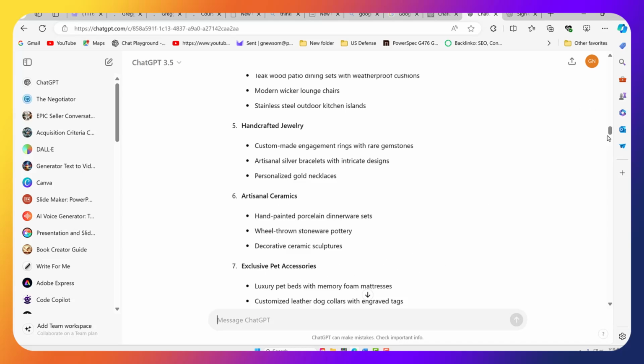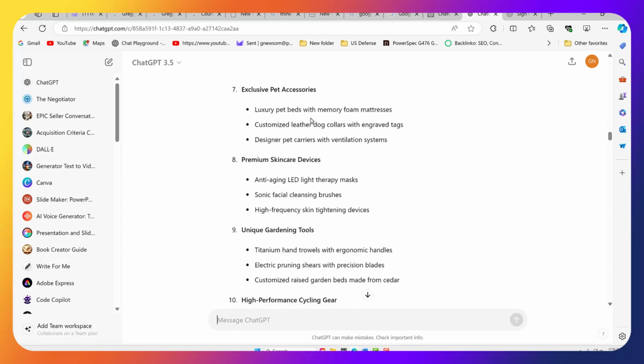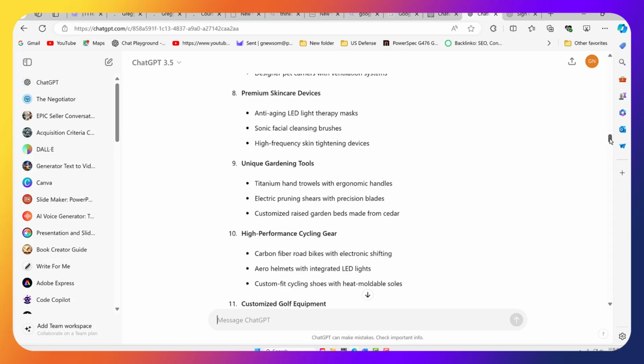Exclusive pets, there comes our pet stuff that I hadn't sold before. If you look up luxury in pets and come up with these things, you will get above 1,000. Maybe it's only 500, but you can probably run this twice, at 500 and at 1,000. Premium skincare, I would not do, just because it's heavily marketed.